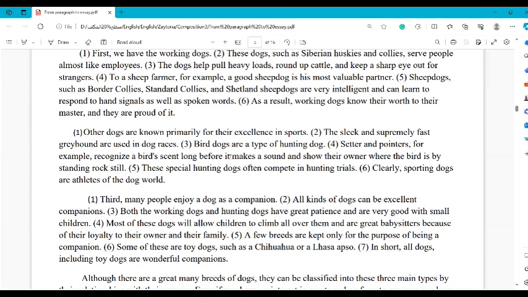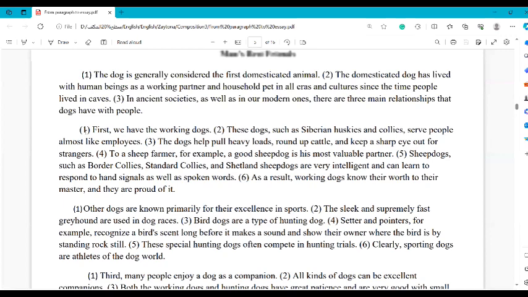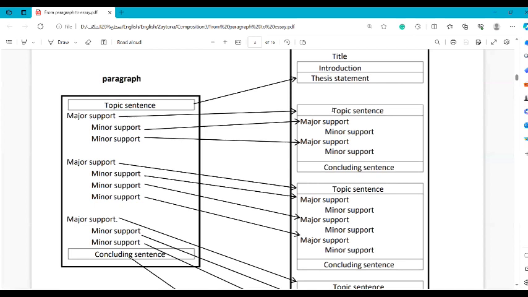Okay? So you see the same idea as in the paragraph that we read before, but here we are talking in more detail. I'm just focusing here on the structure, or the shape of the essay. Please keep in mind that we have this diagram when we are talking about an essay. In each body paragraph, we have in the beginning a topic sentence, which is the main idea of your body paragraph, then you have major and minor, then you have a concluding sentence.